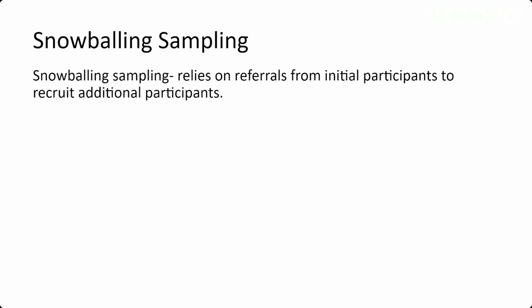A snowball starts as a small ball, then as it rolls, it gathers more snow from the ground. As it continues rolling, it becomes bigger and bigger. This is a principle we are using now here when doing our sampling. Snowballing relies on referrals from initial participants to recruit additional participants. It's rolling, it's becoming big.